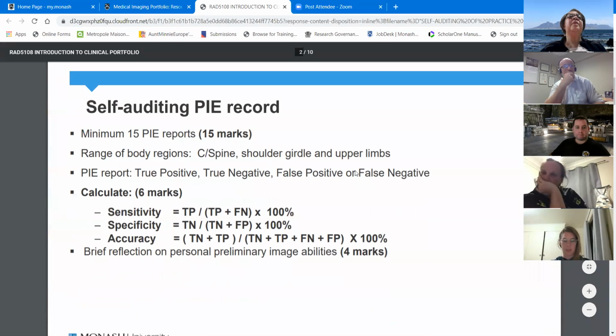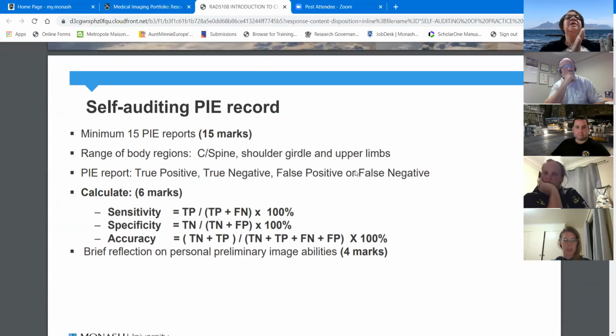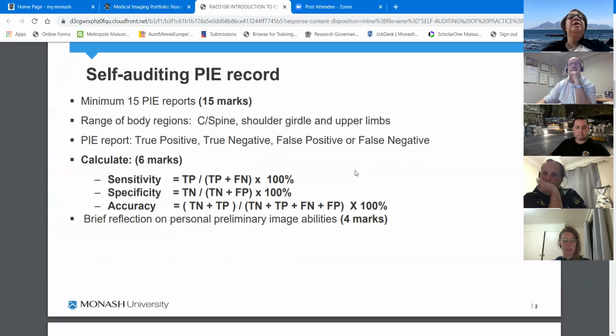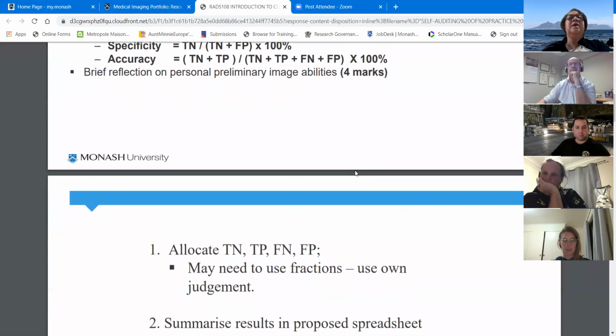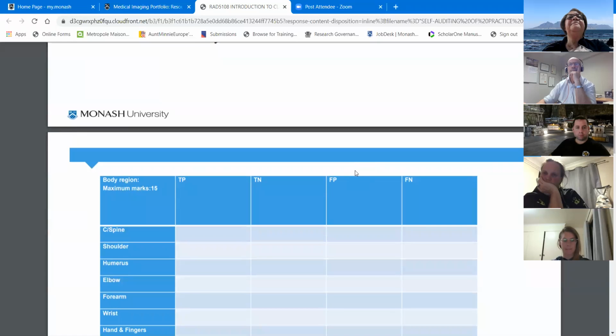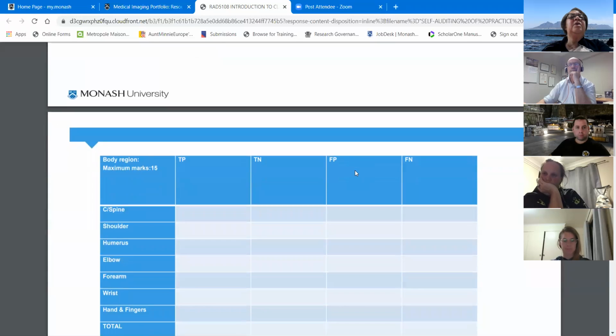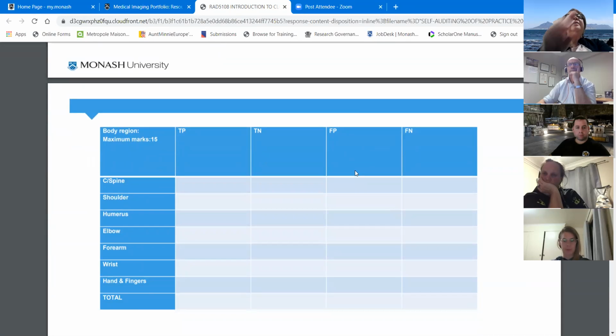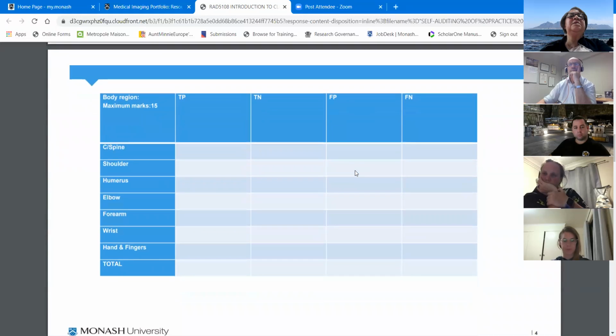Okay, there we go. So this is just again a summary, putting it all together: 15 cases, the body regions, the PIE report that you need to do, and the calculations that you need to do, and also the marks that you will get for those cases, how you allocate the different calculations and using the formulas. And then in this slide, you can add more rows so that you can include 15 cases. I've just put there an example.